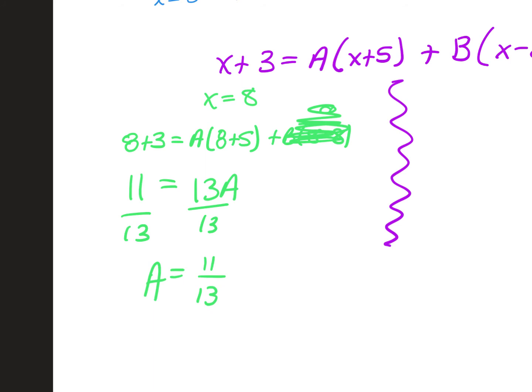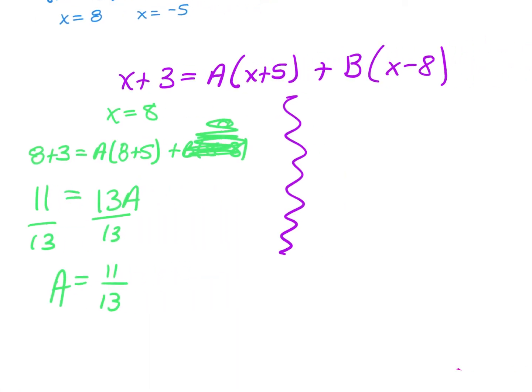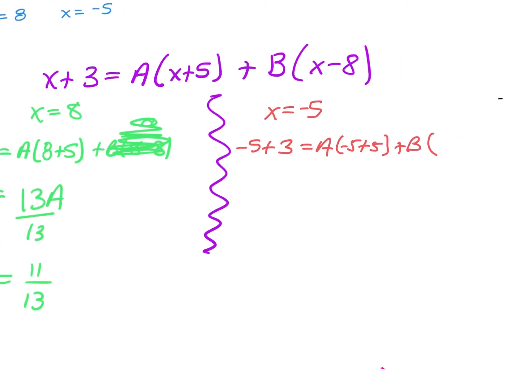Did we do anything yesterday with a fraction? No, it's not any different, I promise. Some of you are like, wait, why isn't it working pretty? It's okay. Let's go over here to the second one. I'm going to work the same problem out, but I'm going to substitute in what? X equals negative 5, right? So negative 5 plus 3 equals a times negative 5 plus 5 plus b times negative 5 minus 8.